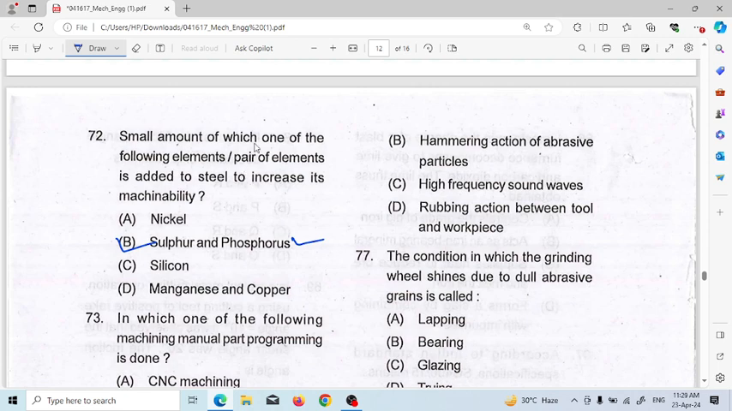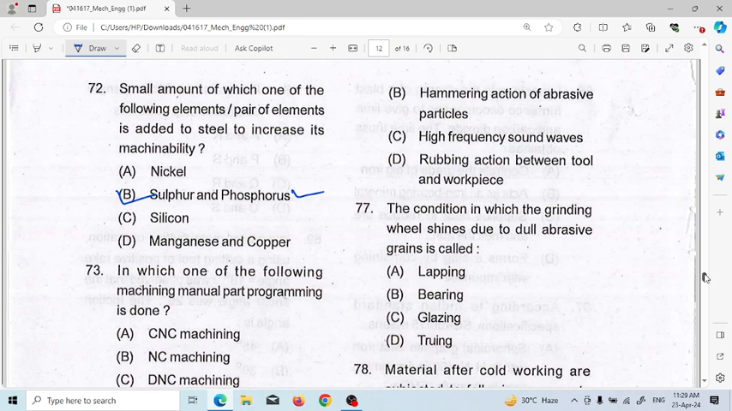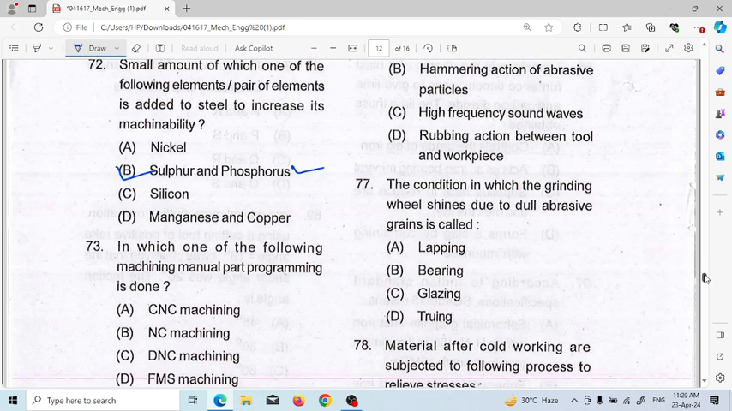Next question, 73. In which one of the following machining is manual part programming done? Options are CNC machining, NC machining, DNC machining, FMS machining. So the right answer will be CNC machining.